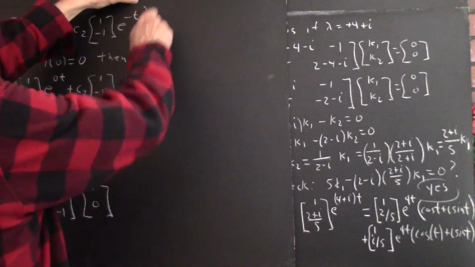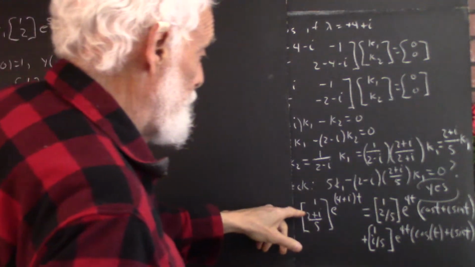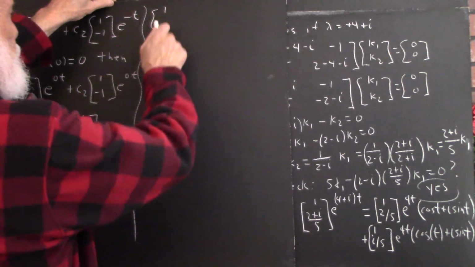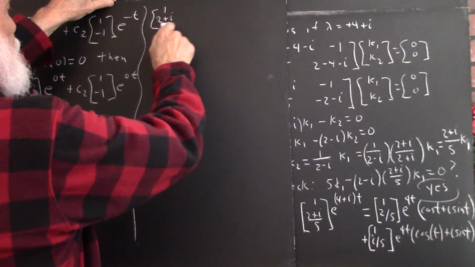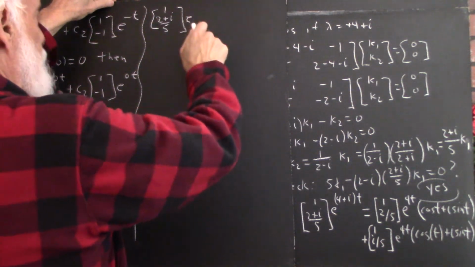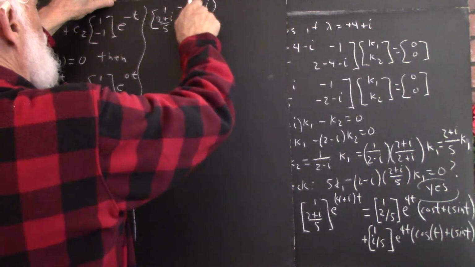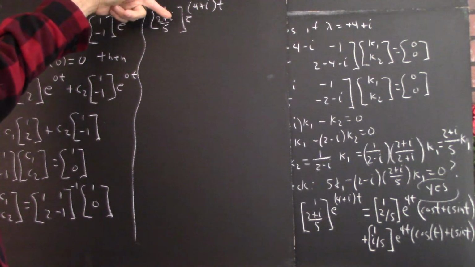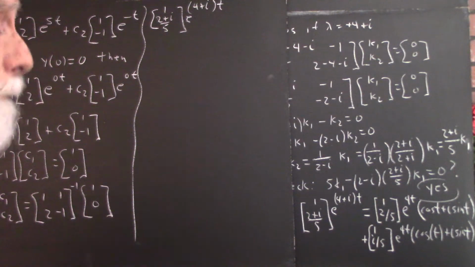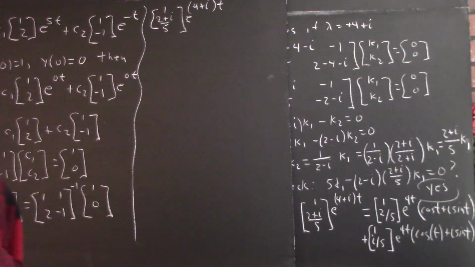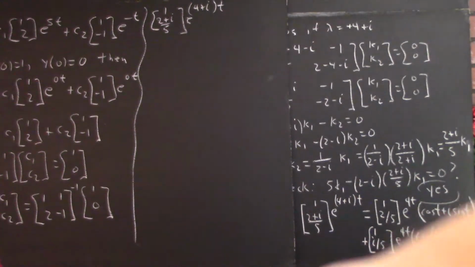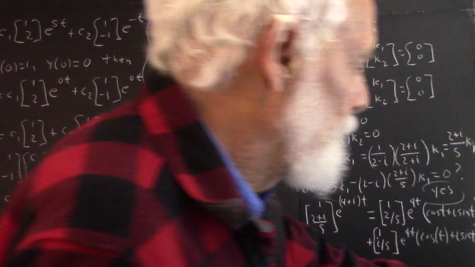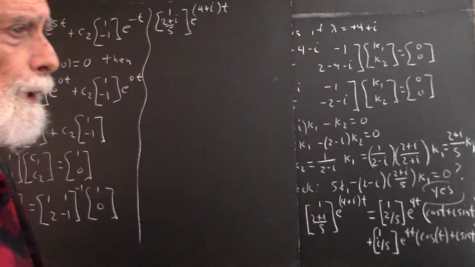Okay, so what we get is 1, 2 plus i over 5, e to the 4 plus i times t. Make sure that's not up too high. Kind of is. It's a little too high for this camera, but there it is. And let's make sure we have it on zoom. Zoom gets it all right.